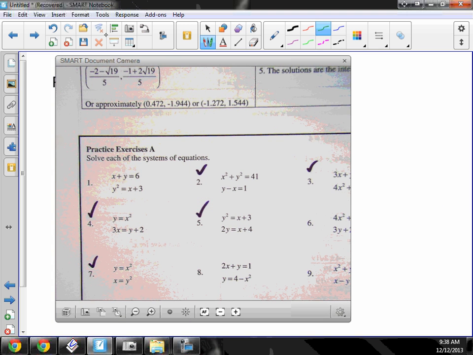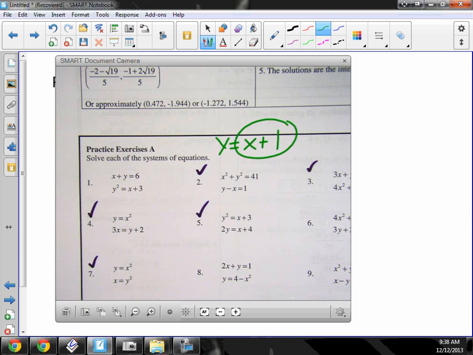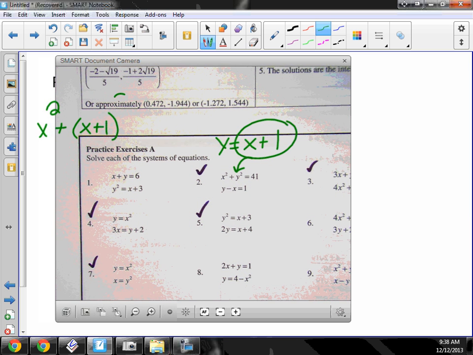So number 2, can I use elimination? No. Is there any way to take an x squared and subtract an x from it and get a 0? No, there's no way. So I'm going to turn the bottom equation into y equals x plus 1. Everybody get that? Okay. So I'm going to take x plus 1 and substitute it in for y. X squared plus x plus 1 squared equals 41.